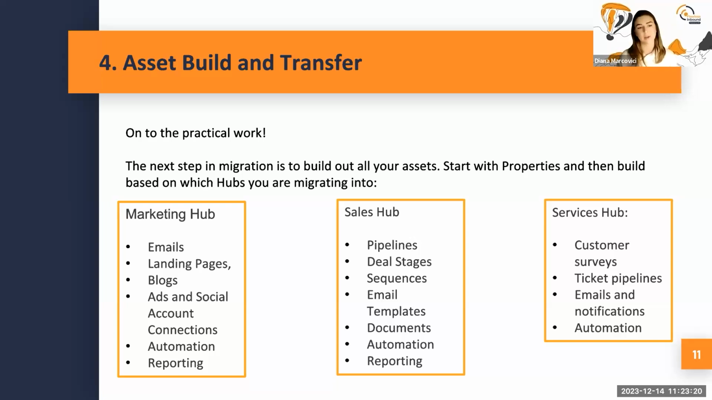So let's say you're migrating from a marketing provider like a Constant Contact, a MailChimp. So you're going to want to look into migrating over your email templates, your landing pages, any blogs, ad and social media account connections. If you have, let's say, a social media management tool like Hootsuite, any automation and any reporting as well.